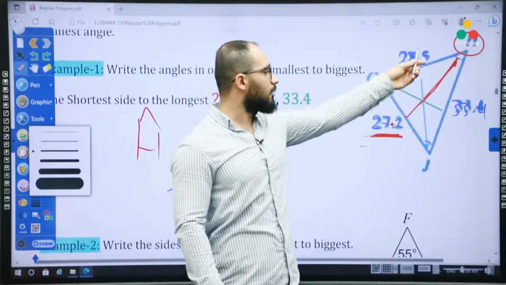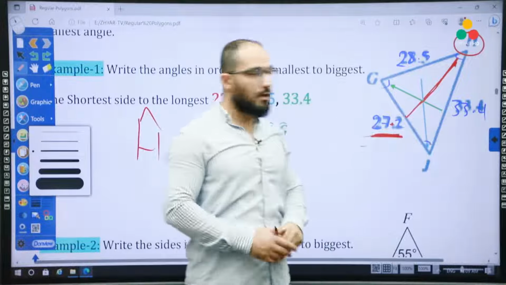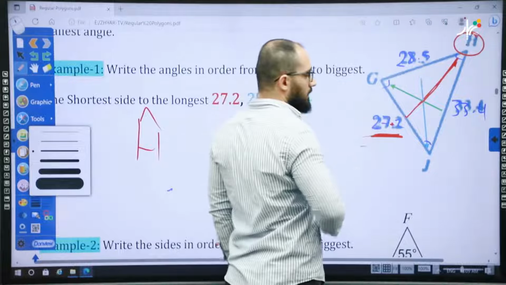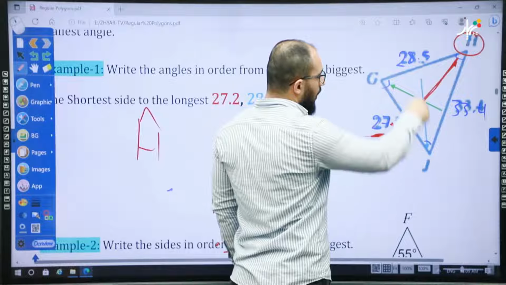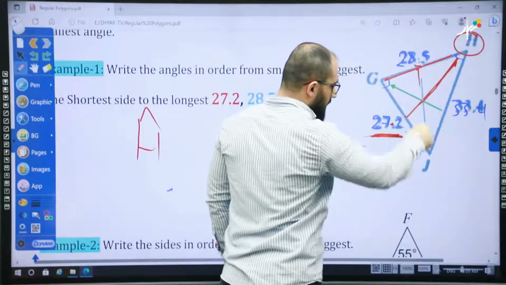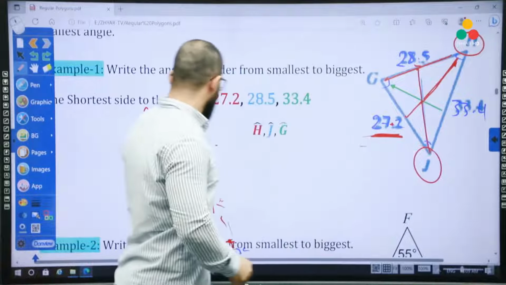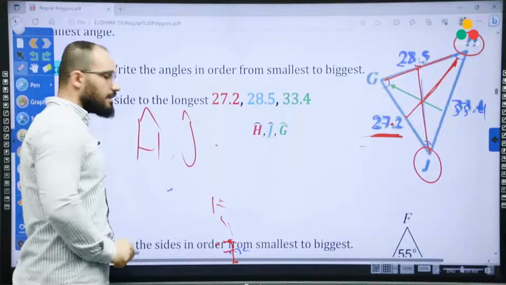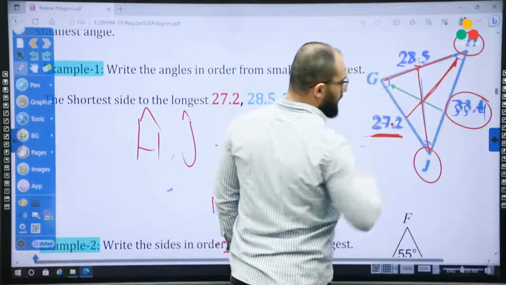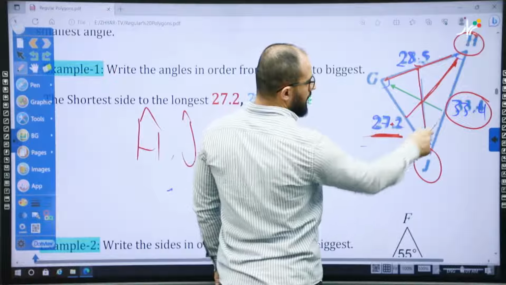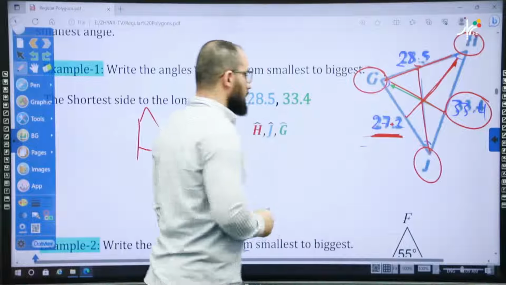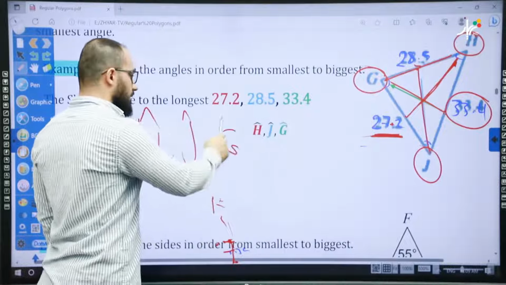After that, 28.5 and 33.4. Which side is shorter? Of course, 28 is shorter. That's why the angle opposite to 28, this is the side, which angle is opposite? That angle. It is J. So J is the second one. Finally, the biggest number, or the longest side, is 33.4. Opposite to that side is angle G. So G is the greatest.